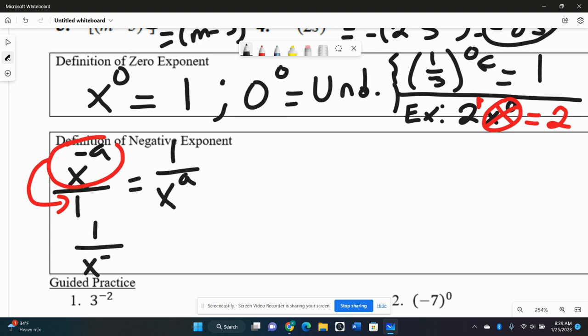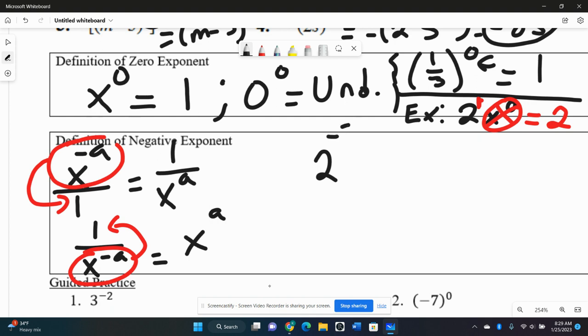So if we have 1 that's already starting in the bottom, where do you think it's going to move? Well, this time it'll move to the top. So we just get x to the positive a over 1.